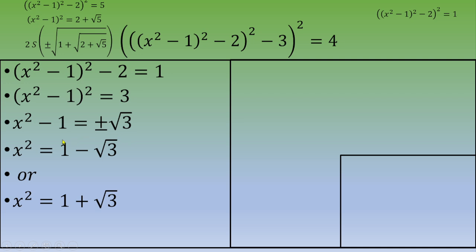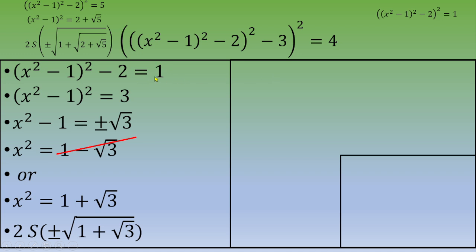So if we focus on this term, 1 minus square root of 3, this is a negative number. So we are focusing on real solutions. So we are going to cancel out this one. So if x squared equals 1 plus square root of 3, that means we've got two solutions, and this is plus or minus square root of 1 plus square root of 3.